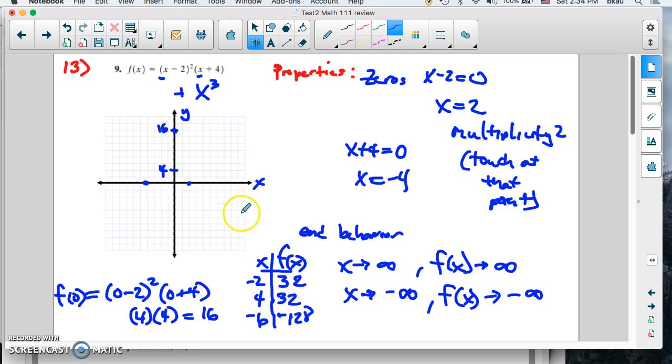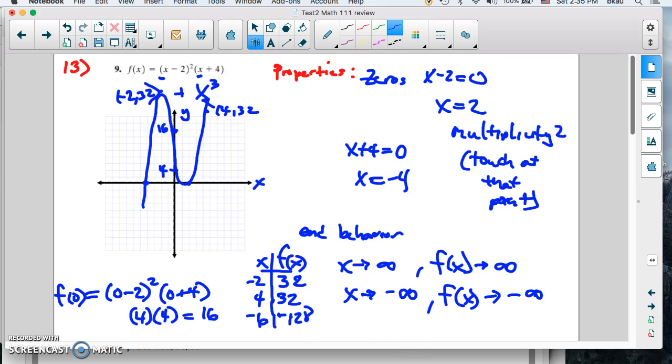So looking at the graph here, it's going to go up to 32 on both of these sides. So it's going to come up very high and then back down, and then touches here and then goes back up very high. Okay. So some of the points that we have here are 4 and 32, and negative 2 and 32.